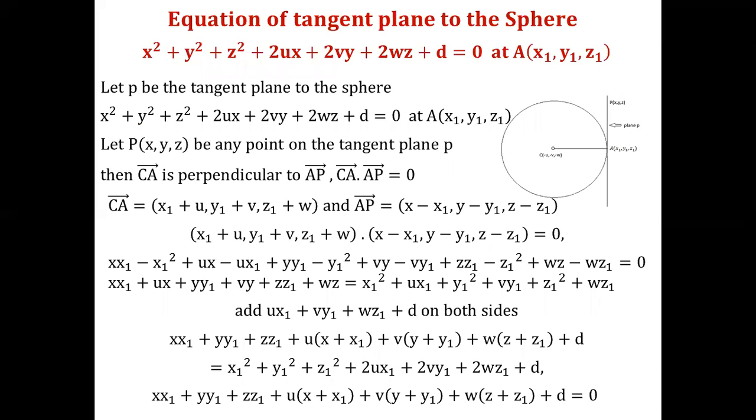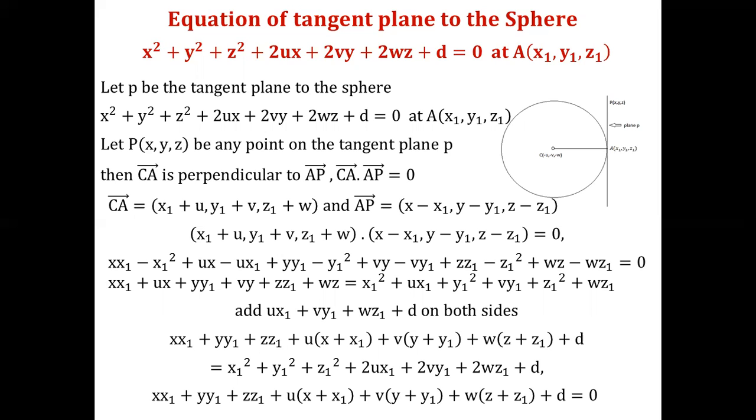Let us do the derivation of the equation of a tangent plane to the sphere x square plus y square plus z square plus 2ux plus 2vy plus 2wz plus d equal to 0 at A whose coordinates are x1, y1, z1. Look at the figure, students. Let P be the tangent plane to the sphere at A whose coordinates are x1, y1, z1. Let P(x, y, z) be any point on the tangent plane P. Then vector CA is perpendicular to vector AP.